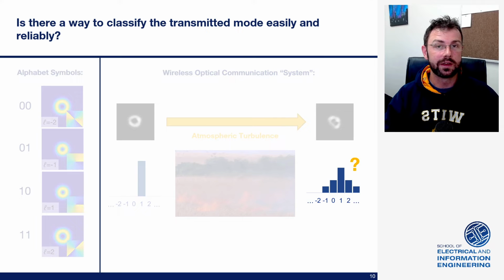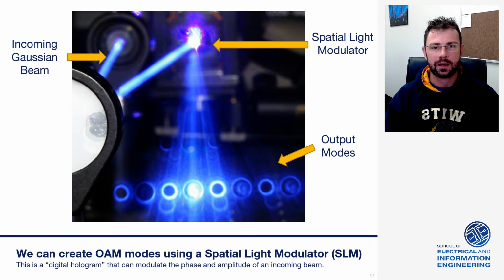Now, it's not always this nice, neat Gaussian shaped thing. The shape of the decomposition can vary from one time step to the next. So is there a way to classify the transmitted mode easily and reliably? First, let's have a look at how we would create this mode.